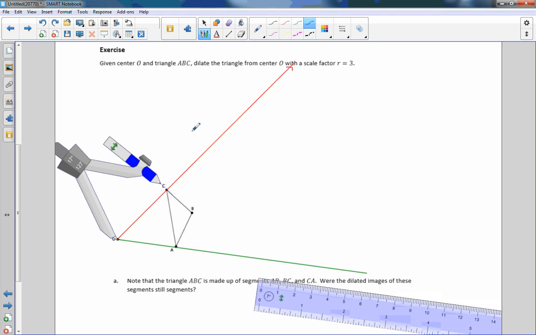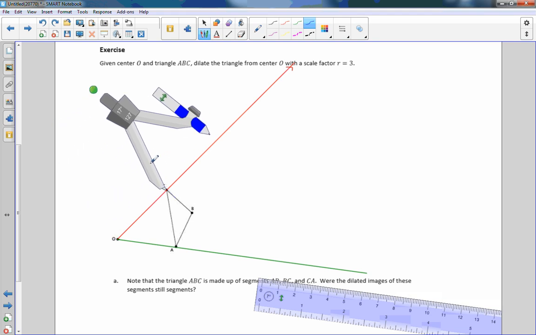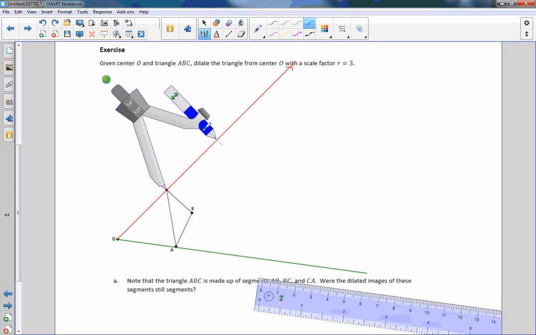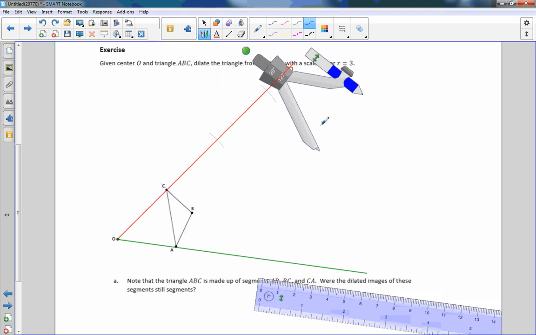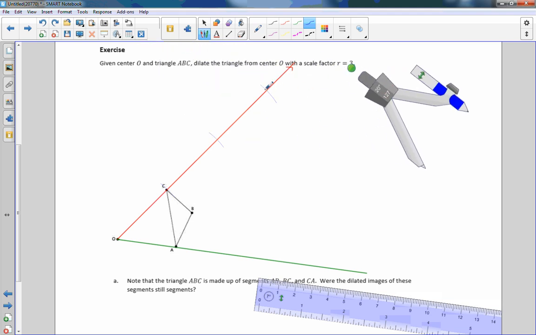There's arc OC. Now if I want to triple this, then I'm going to bring this out to here and draw an arc. That would be the double. I need to do it one more time and put my compass right here and draw an arc, and there will be triple. So this point right here is going to be C prime, and OC prime is 3 times as long as OC.